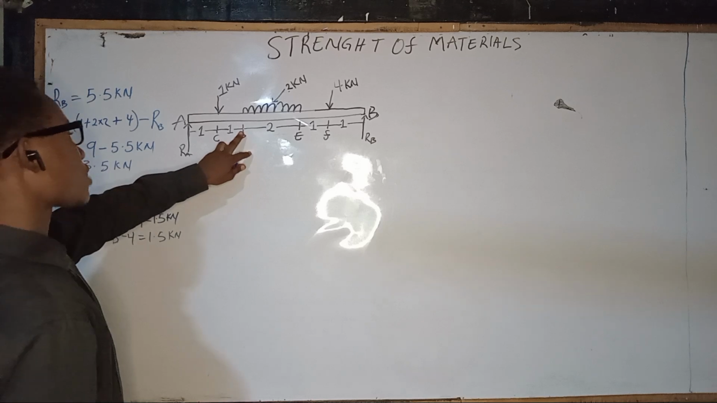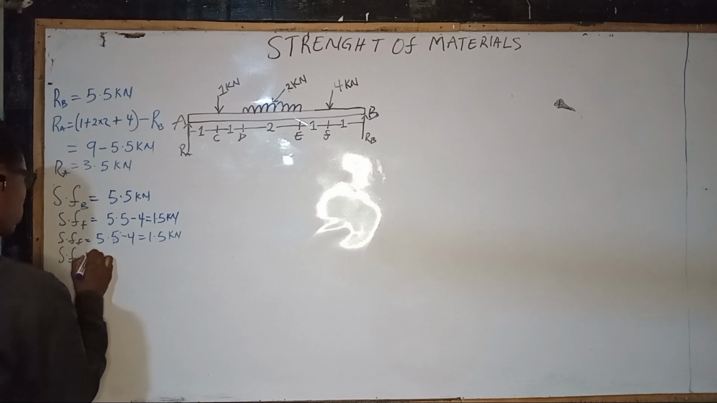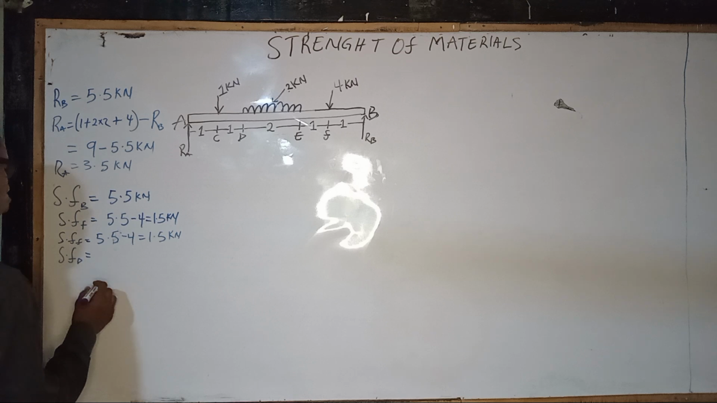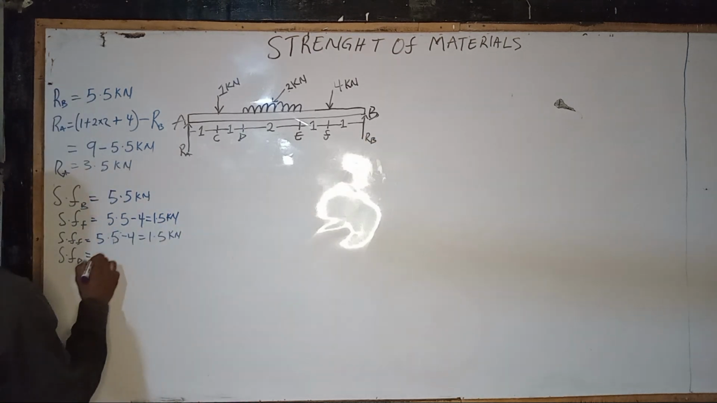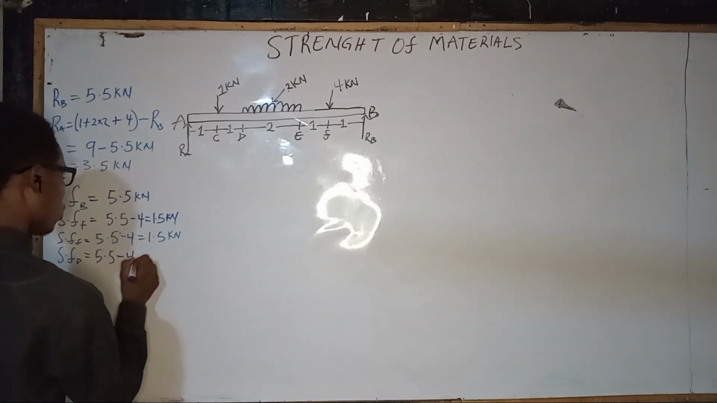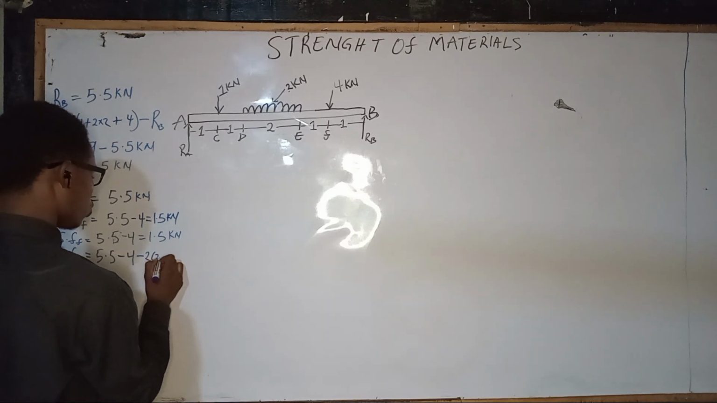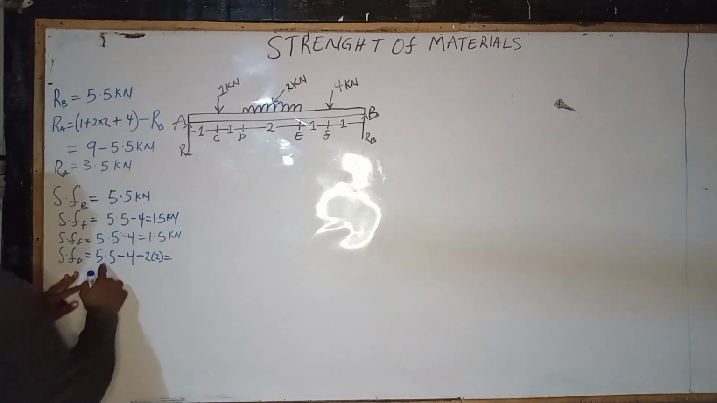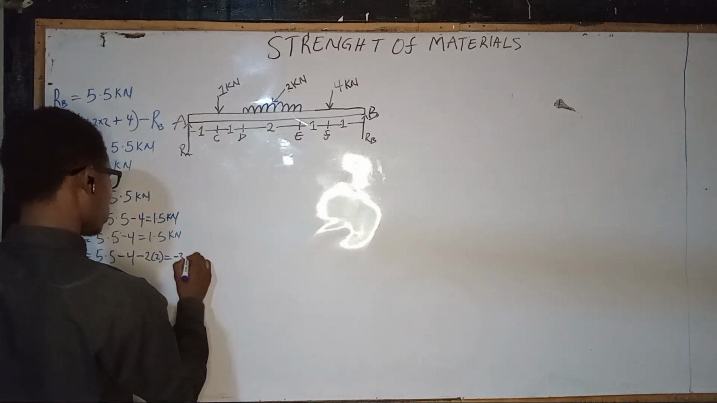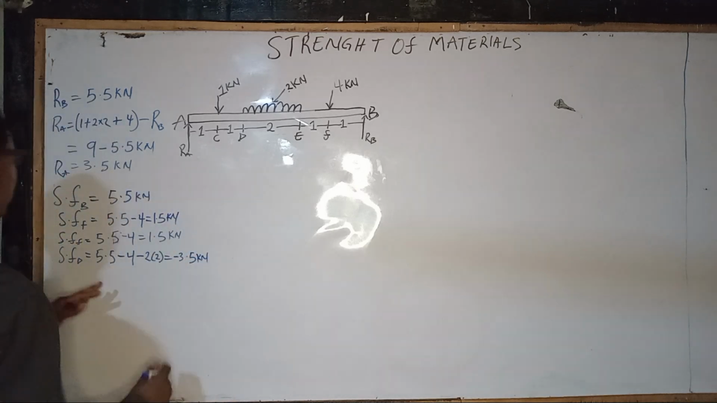Then our shearing force at D right here. Our shearing force at D would be equal to 5.5, then this point load minus 4. We also have minus 2 times 2, which will eventually give us 5.5 minus 4, 1.5. 1.5 minus 4, we have minus 3.5 kilonewton, which will eventually go to the end.